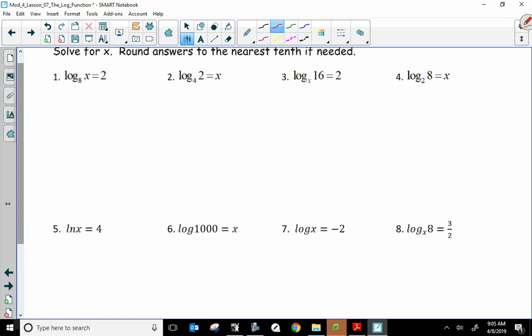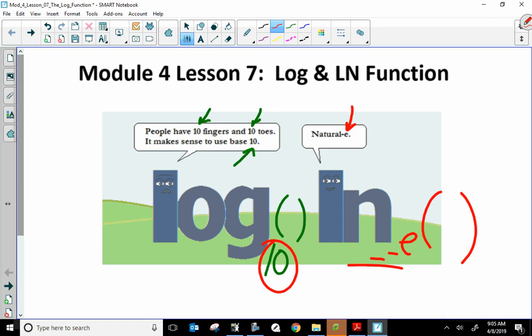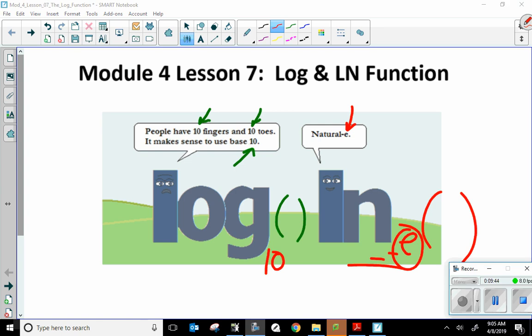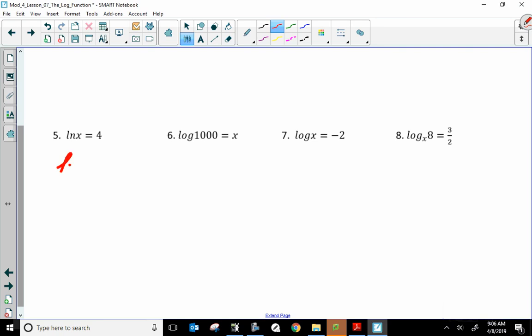Based on that picture that was in the beginning of the notes, this one right here. What do we say? Log has a base 10 if it's not written. If there is no number here, it's assumed that's a base 10. Same thing with e. If there is no base written, it's assumed that it's the number e. Okay, so let's go back. And let me explain. This is the same thing as saying natural log base e of x equals 4.